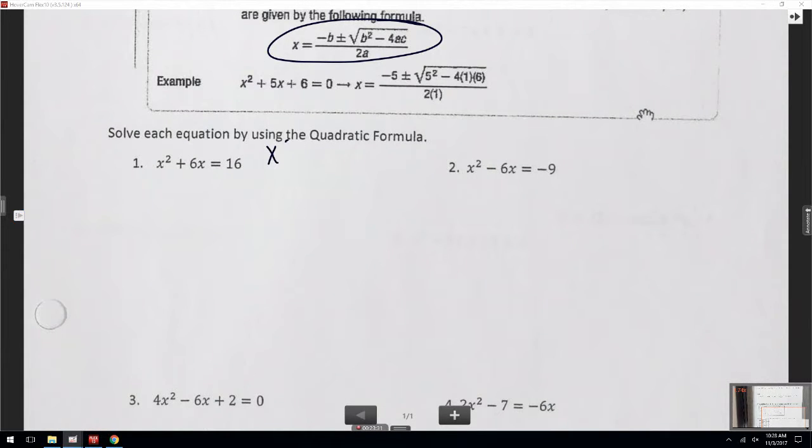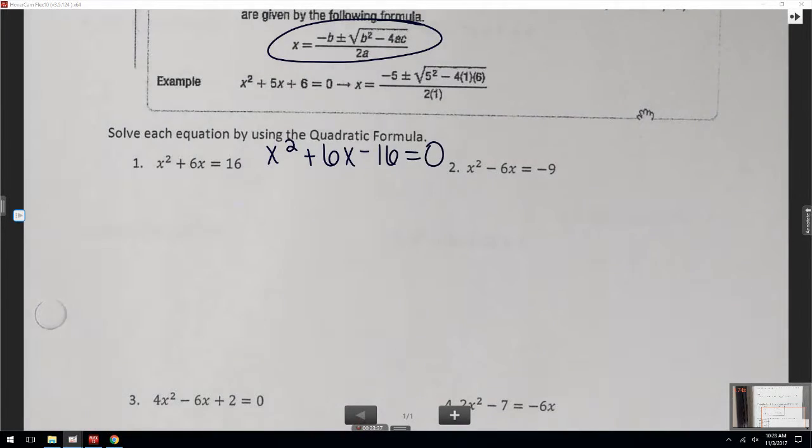So we got x squared plus 6x minus 16 equals 0. Then you've got to find your a, your b, and your c. Just for this one, let's write it down because I know y'all can do this in your head. A is the very first number. What is the very first number?